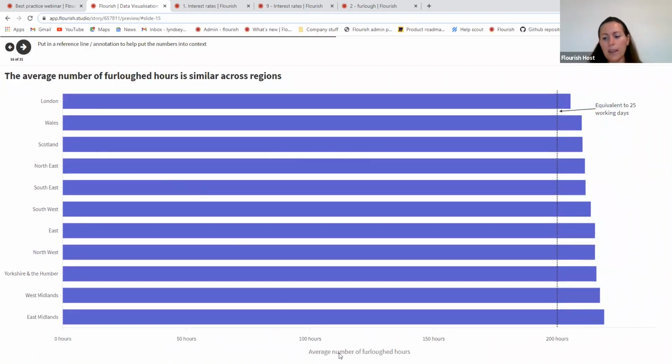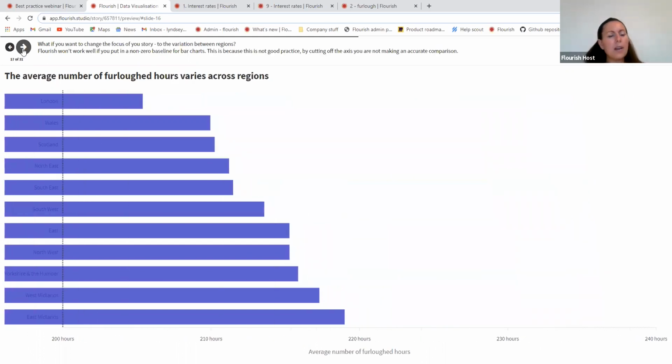Second of all, again, adding annotation and labeling reference lines to your chart to help people interpret it. So here we're using something at 200 hours and labeling it as equivalent to 25 working days, just to put these numbers in context and help people understand what that actually means.